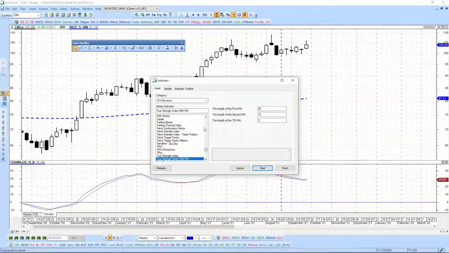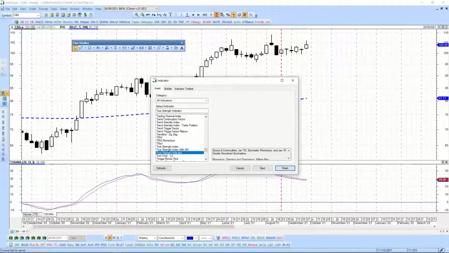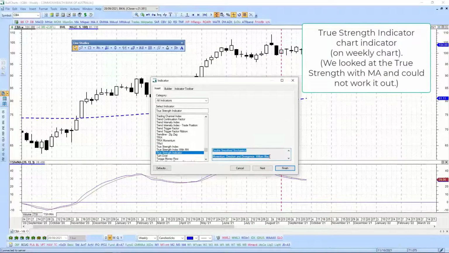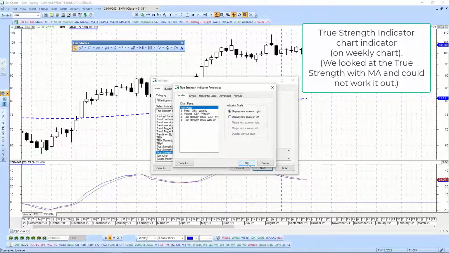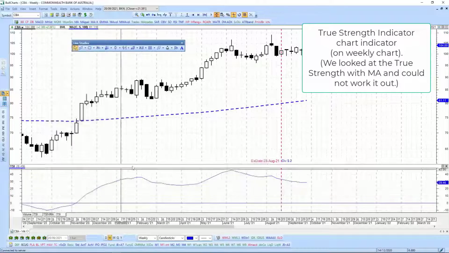All right, while we're having a look at this list of true strength things, there's one more, the third one that Kevin pointed out, true strength indicator. There's actually some comments in there. So let's put that on the chart in a new pane. Here it is.